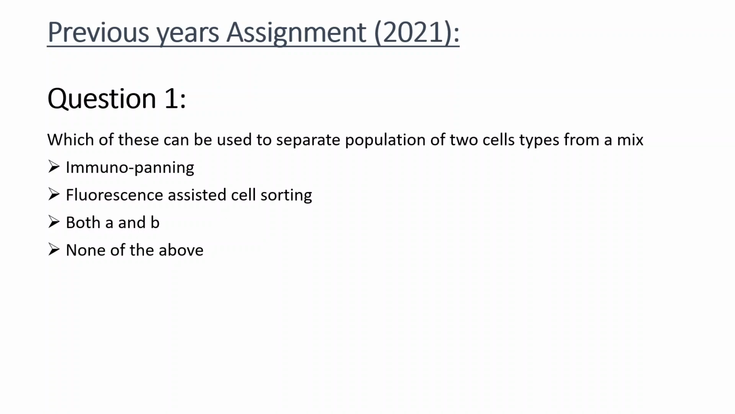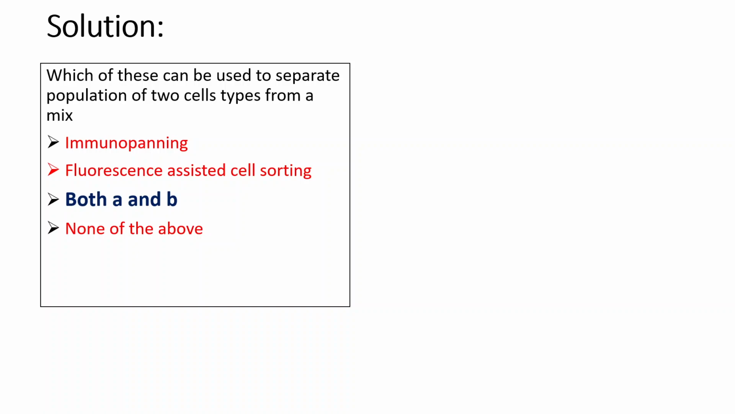So all of you are saying that it should be option C. This is one question that we had already discussed in the beginning of our slide. Immunopanning and fluorescence assisted cell sorting are two techniques that are used to separate the population of two cell types from a mix. Apart from that, we also have density gradient centrifugation, which is not included in the options here. So it should be option C, that is immunopanning and fluorescence assisted cell sorting.